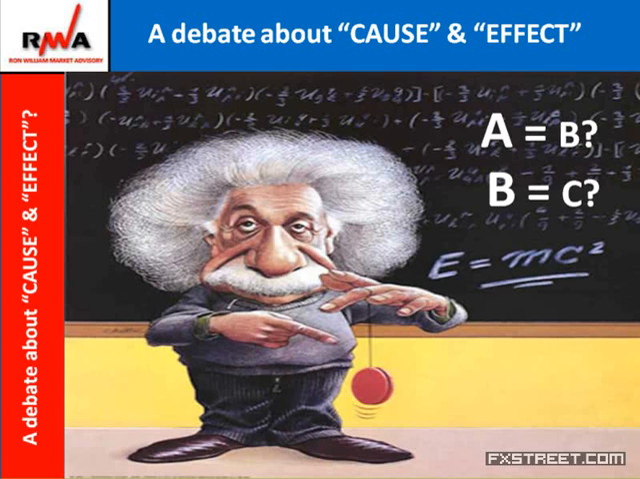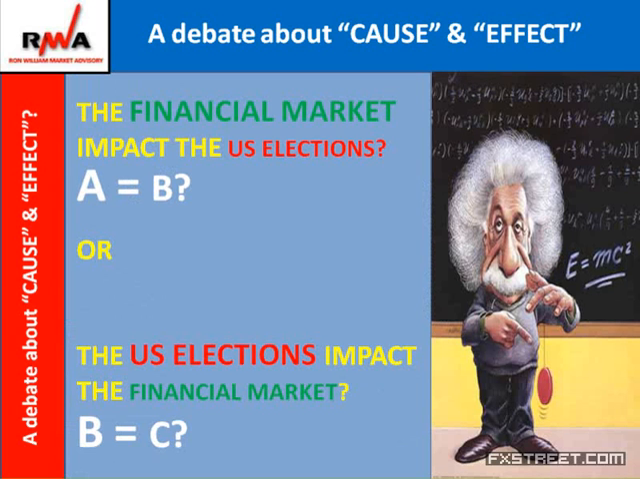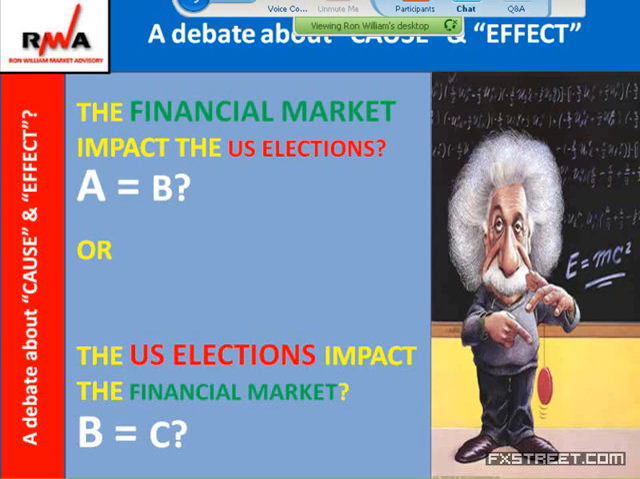Now going back to the question here, a debate between cause and effect, I'm asking the question, does A equal B or B equals C? Now what am I talking about? Am I just moving on to a very theoretical physics question? The answer is no. I'm just trying to entertain this interesting question about cause and effect, and what I mean is this question here. Does the financial market impact U.S. elections, A equals B, or does the U.S. elections impact the financial market, B equals C? Which one do you think is more of an appropriate description?